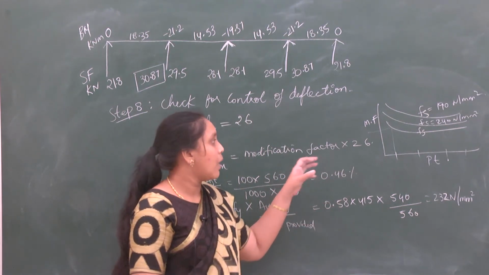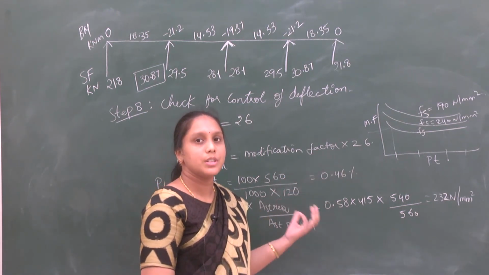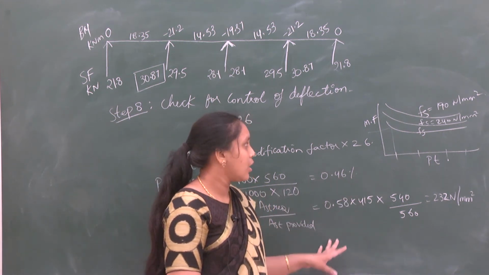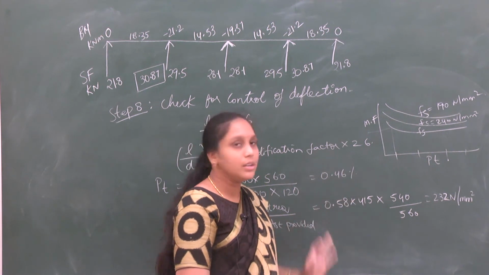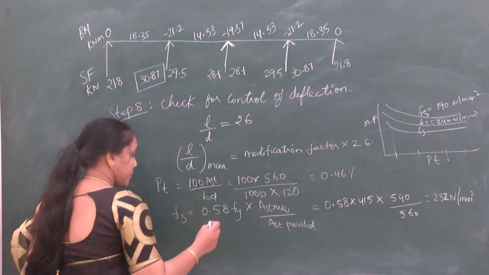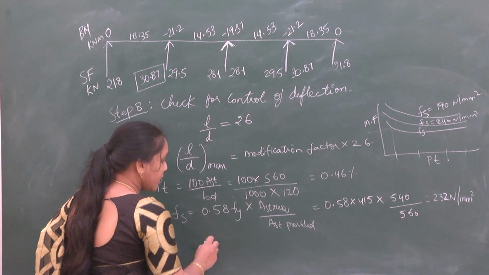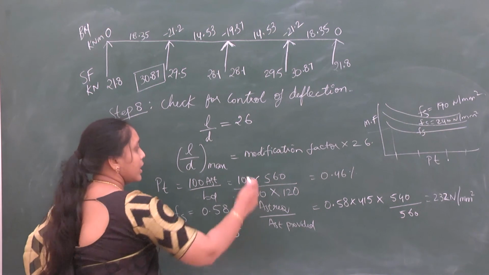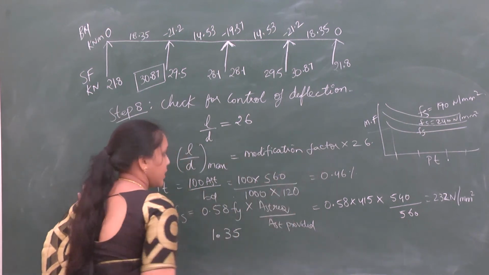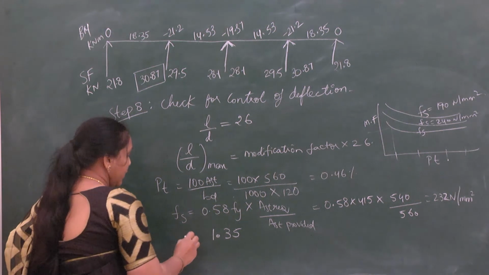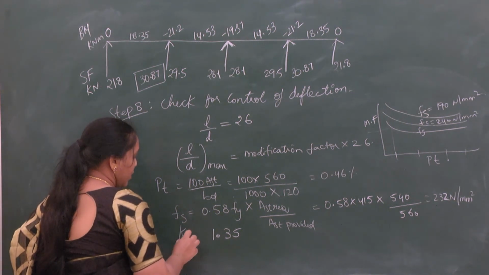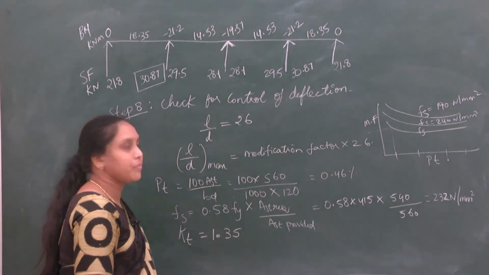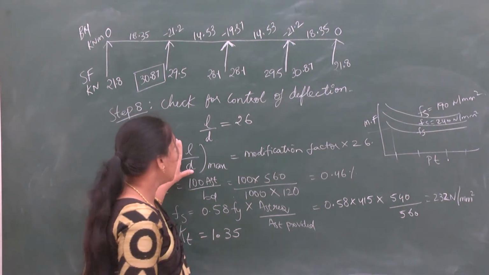The same procedure we have already discussed in the previous problem. Repeat the same procedure here, how to do the interpolation and all. From that we are going to get the modification factor. If you do that, we will get a modification factor of 1.35. I am denoting the modification factor as KT. It is 1.35.